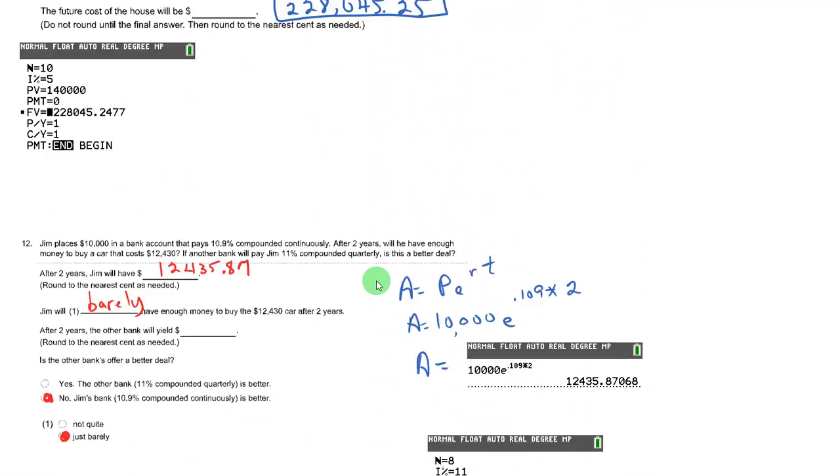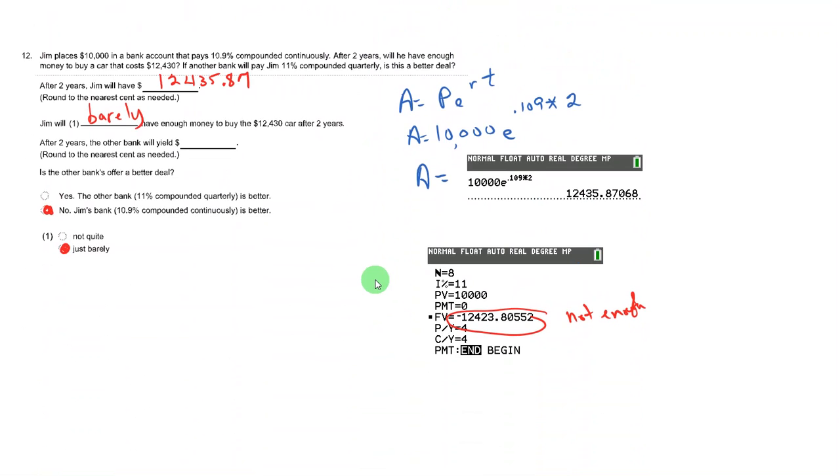All right, last question, number 12. Jim places 10,000 in a bank account that pays 10.9% compounded continuously. After 2 years, will he have enough money to buy a car that costs $12,434? If another bank will pay him 11% compounded quarterly, is that a better deal? So the first one we have to do by hand.